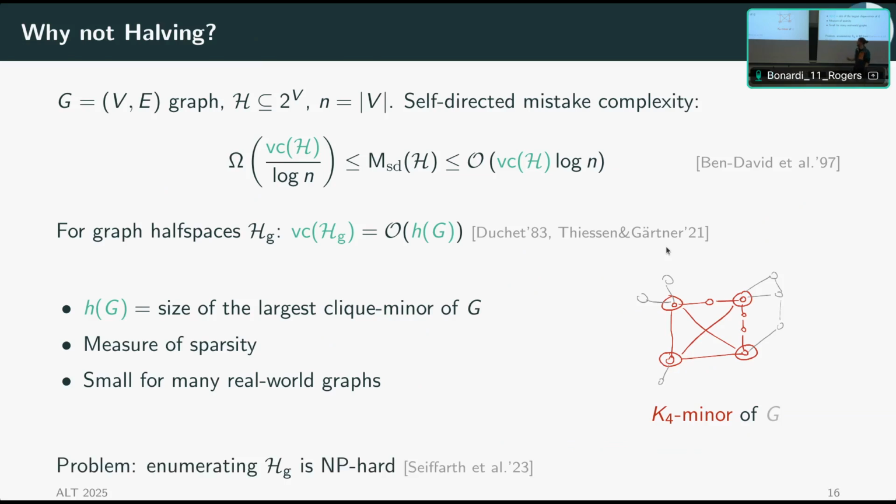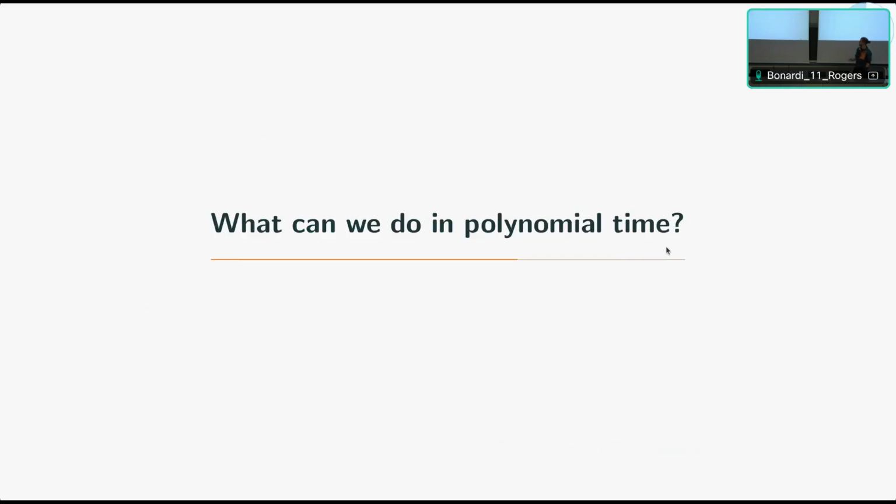But unfortunately, enumerating these half spaces, or even just deciding if there is a single half space consistent with your data, the realizable ERM problem, is NP-hard in our case. So you cannot really run halving or the other optimal algorithms directly. This is the focus of the work: what can we achieve in polynomial time?